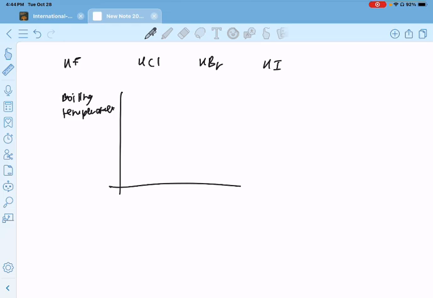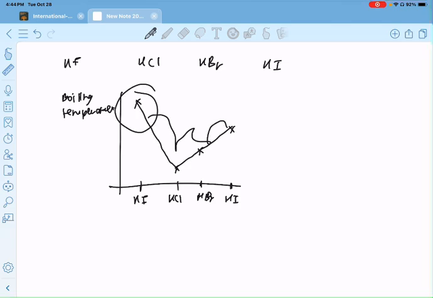Yeah, and let's say here's HF, HCl, HBr, and HI, okay? Hydrogen iodide, okay? HI will be the highest, and HCl will drop, and then HBr and HI, okay? So it's going to look like this. Why is this greater than all the other three?